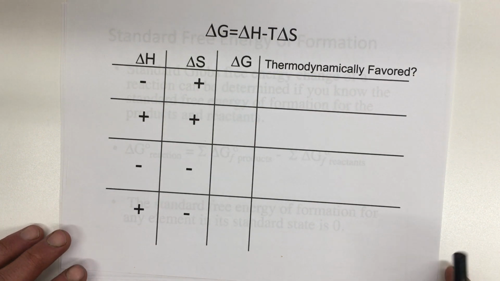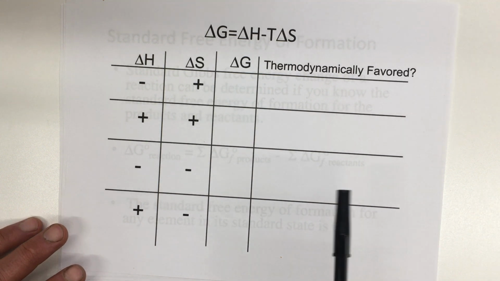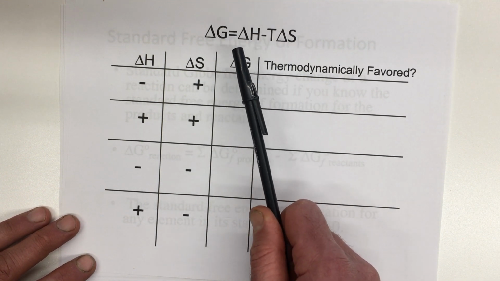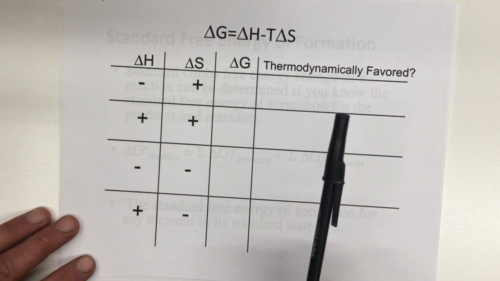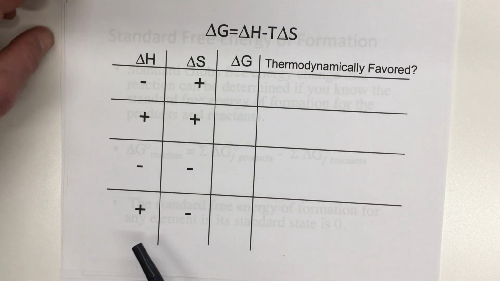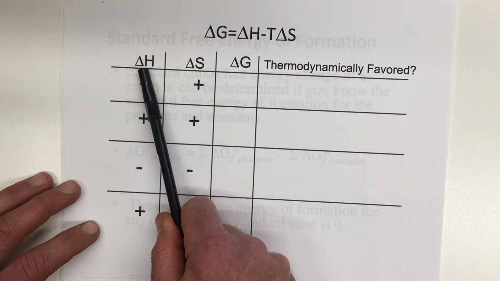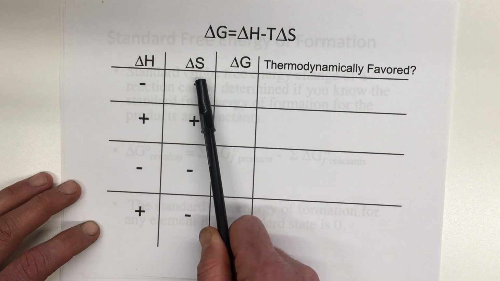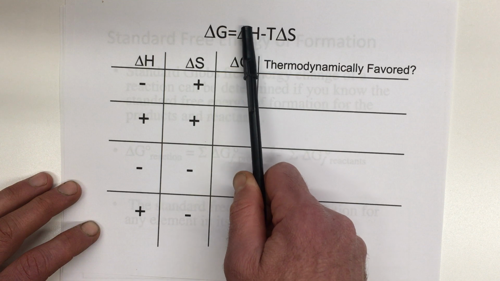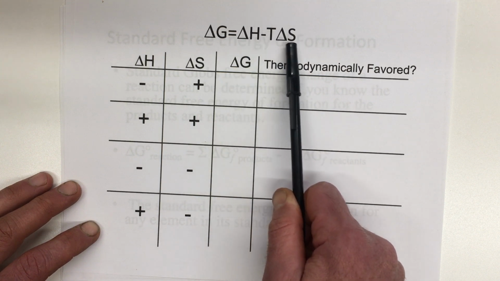So that was a calculation using this equation where we actually found delta G. Sometimes it'll be useful just to look at the signs of delta H and delta S and use those to determine the sign of delta G and whether a reaction will be thermodynamically favored or not. So in this first example, we have an enthalpy change, delta H, which is negative, and delta S, which is positive.